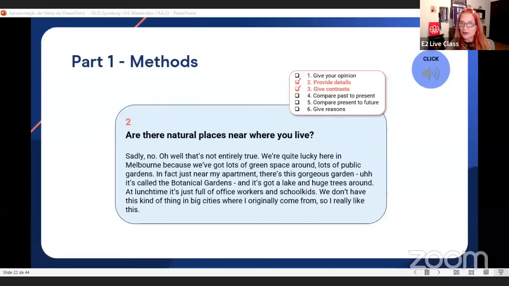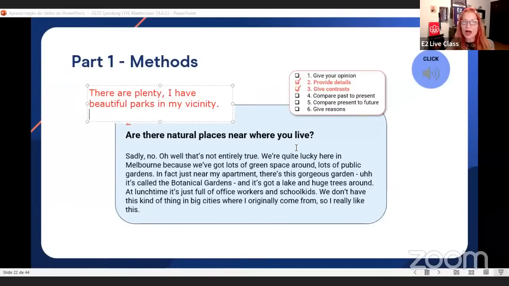So, for instance, Ayush has just sent in a comment in the chat box, and this is very common that many students do. I'm just going to copy it. So the question: are there natural places near where you live? "So there are plenty. I have beautiful parks." So it's not really "have."